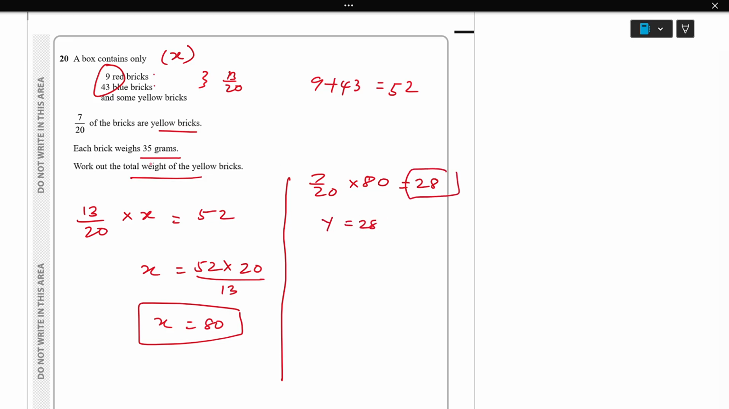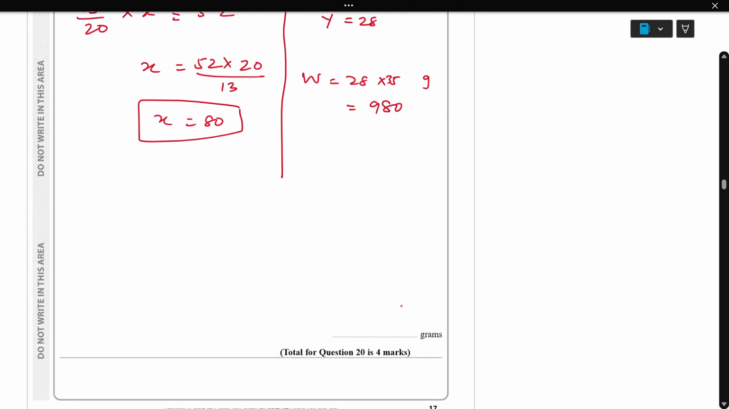Now we need to find the weight of yellow bricks. So each one's weight is 35 grams. So weight equals 28 times 35 grams, which is going to be 980 grams. So that's the answer, 980.